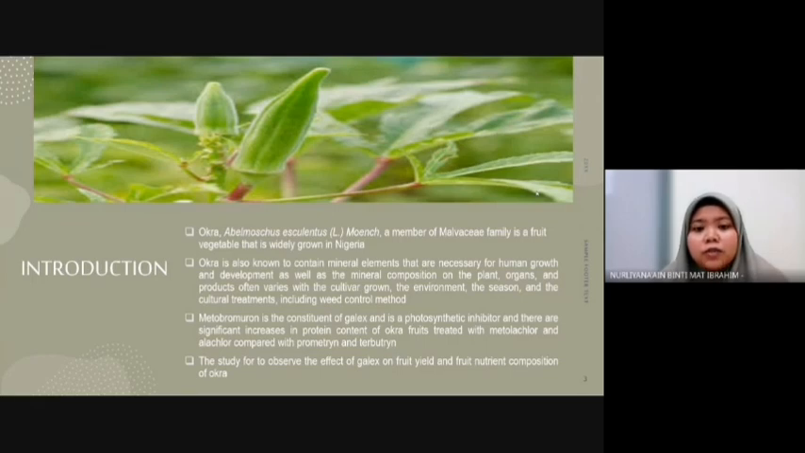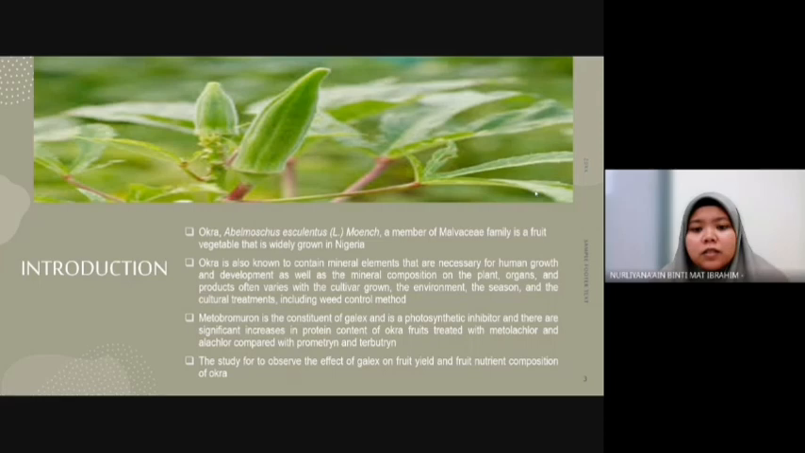Okra is also known to contain mineral elements that are necessary for human growth and development, as well as the mineral composition of the plant, organs, and products often varies with the cultivar grown, the environment, the season, and the cultural treatments, including weed control method.